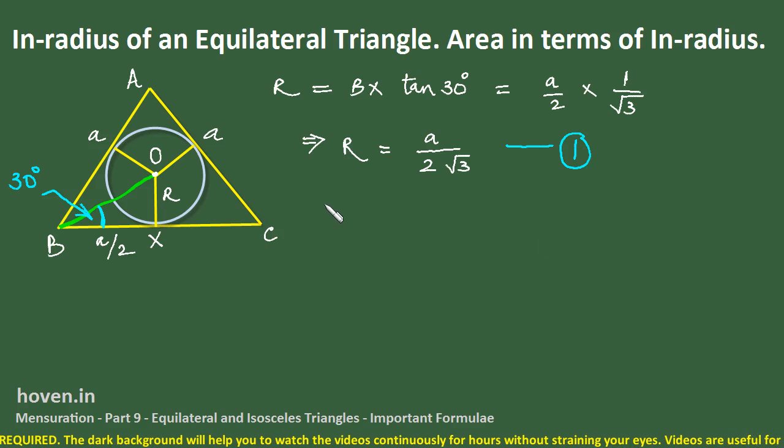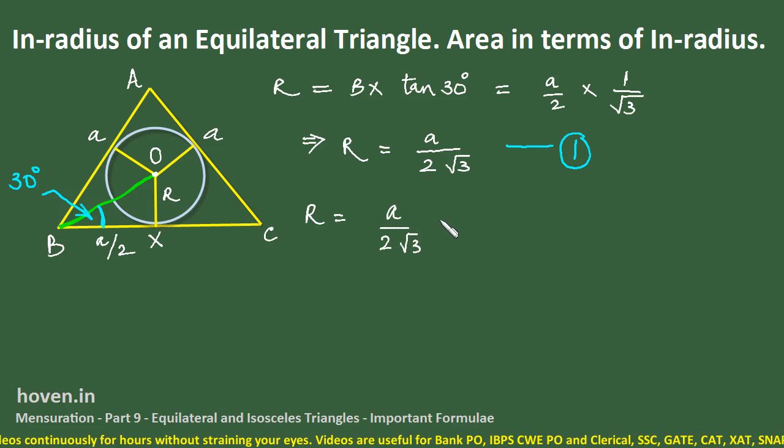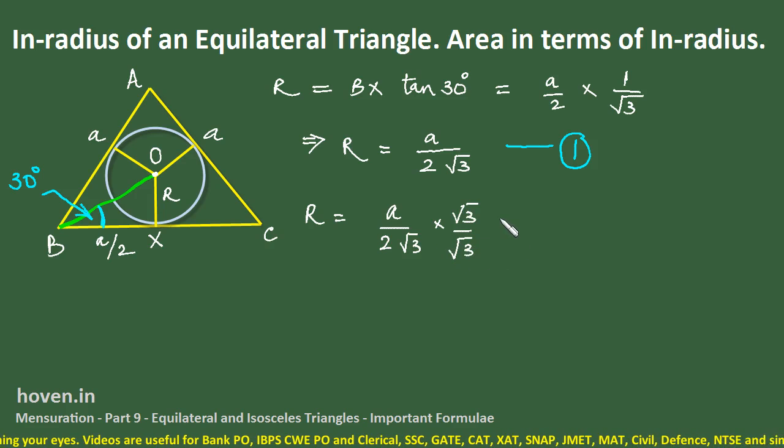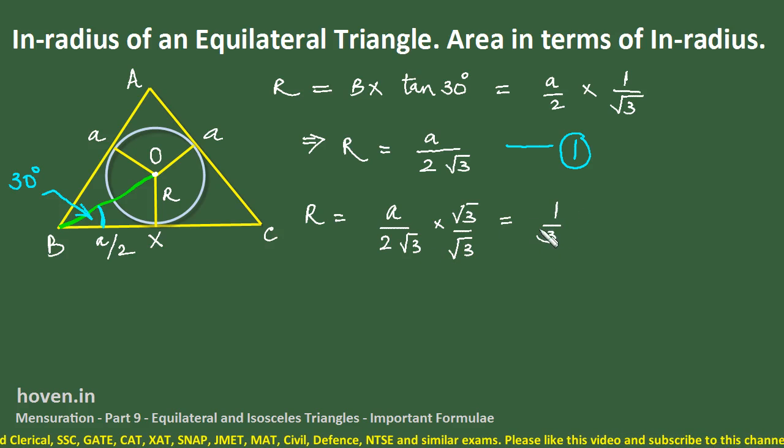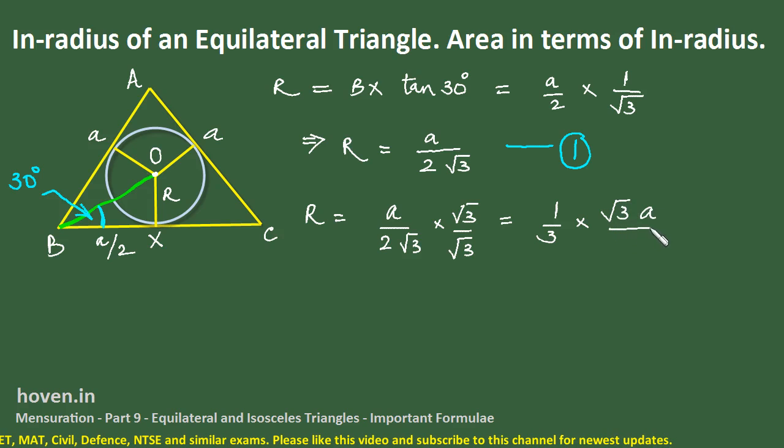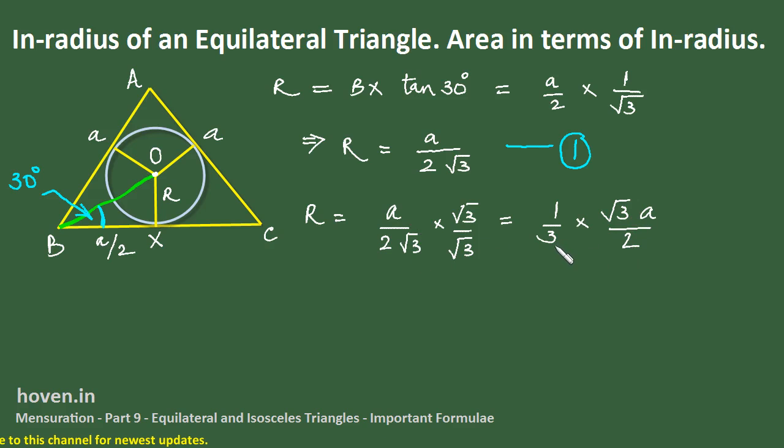Now I will derive another formula. We can write r is equal to a by 2 square root of 3, into square root of 3 by square root of 3 by rationalization, which is equal to, square root of 3 into square root of 3 becomes 3. So we can just filter it out: 1 by 3 multiplied by square root of 3 a by 2. This is what we can write. This square root of 3 and a move in the numerator, this 2 comes to the denominator, and square root of 3 into square root of 3 are taken out as 1 by 3.